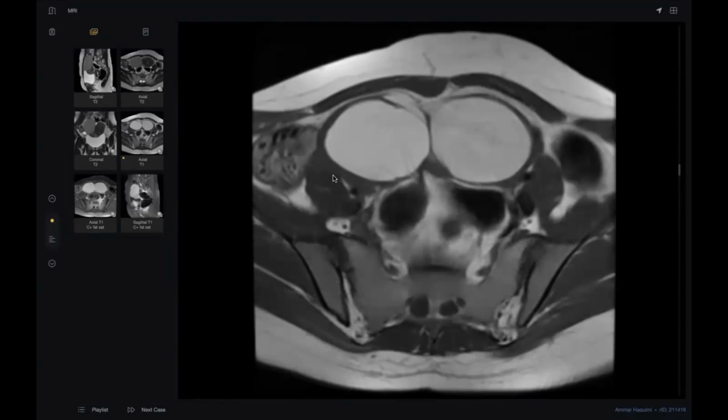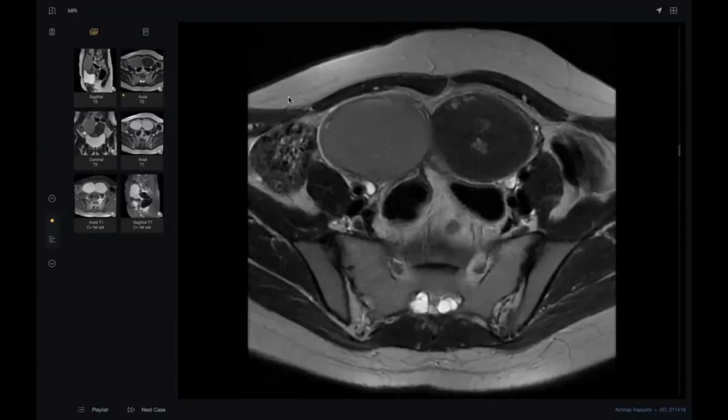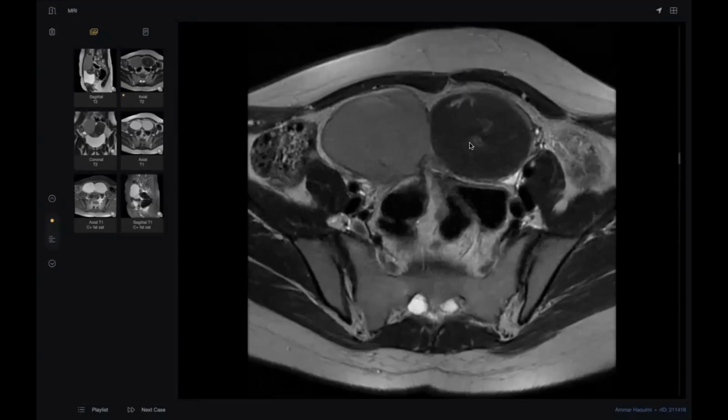In T1, we should see T1 fat-sat. Suppose that we see fat-sat and this is hemorrhage. When you see this hemorrhage completely dark in T2, it means this is hemosiderin. In which pathology can you see the bleeding transfer to hemosiderin in chronic bleeding? It is related more to the endometrium, that is endometriosis. That is the point.